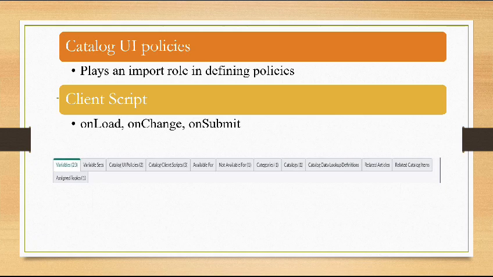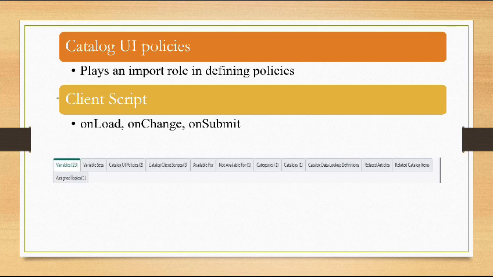Catalog UI policies: there are certain policies that will trigger on certain conditions or at a certain point of time, which we mention, as in if this happens, if it is like this, then it will work like this. Client script, the most interesting thing.